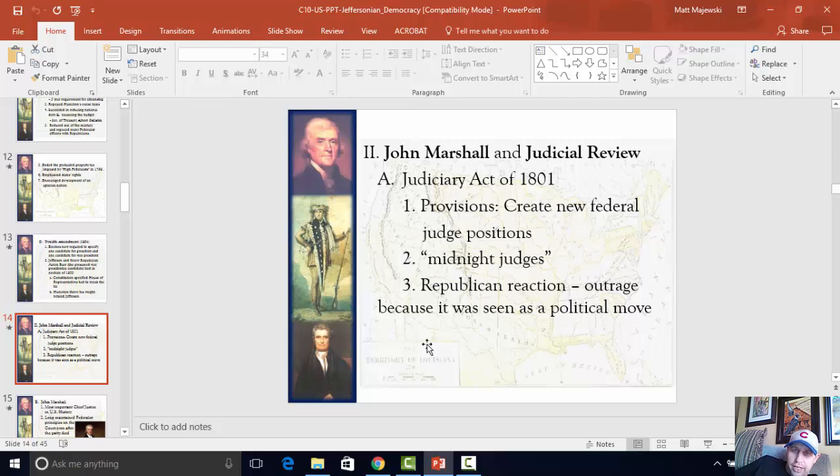So it's totally a politically motivated thing. They're doing this to try to maintain part of the government, because they know they're about to lose the other branches. So it's not like we needed these new judges or anything like that. It's really just a way to try to maintain their political control.